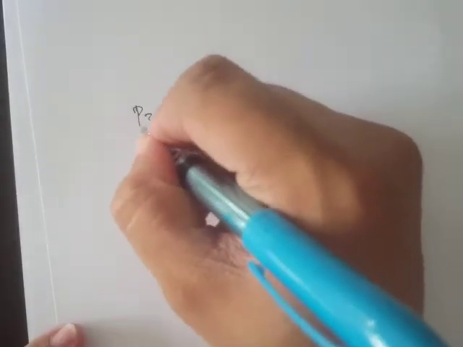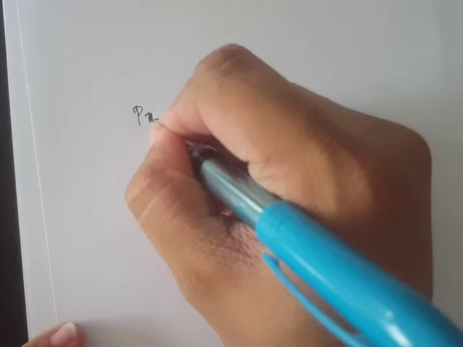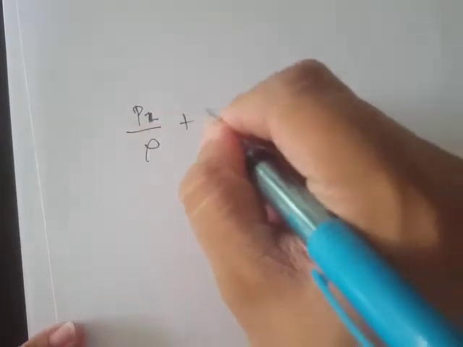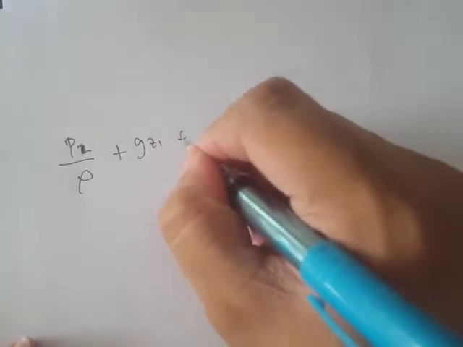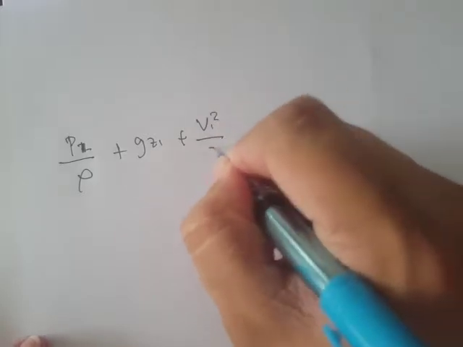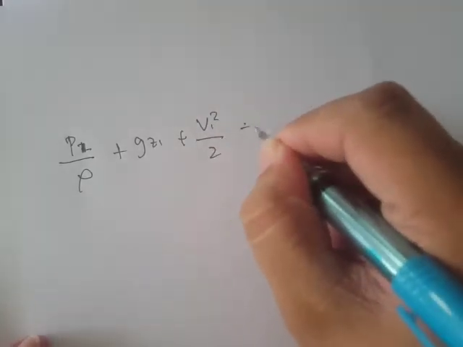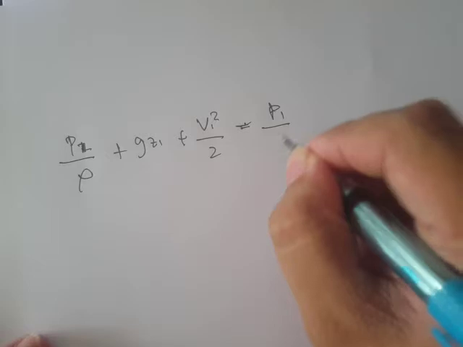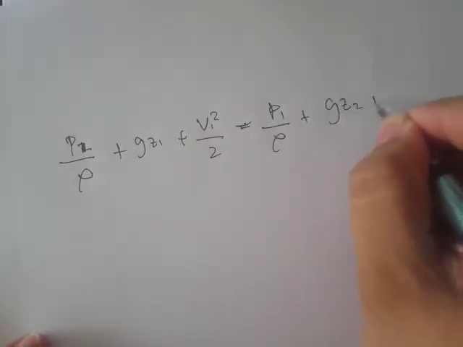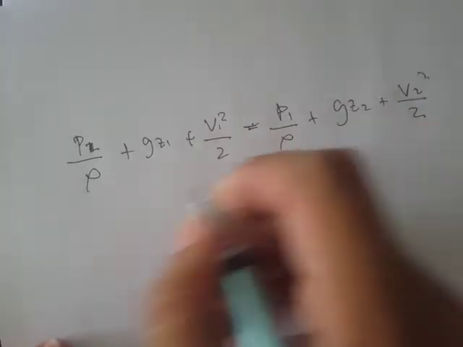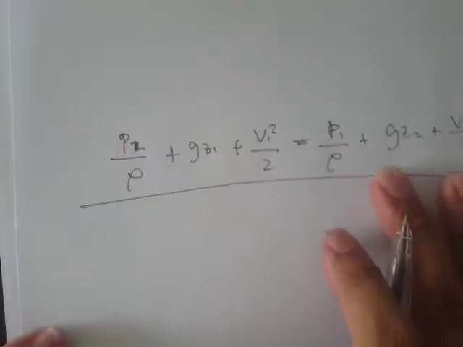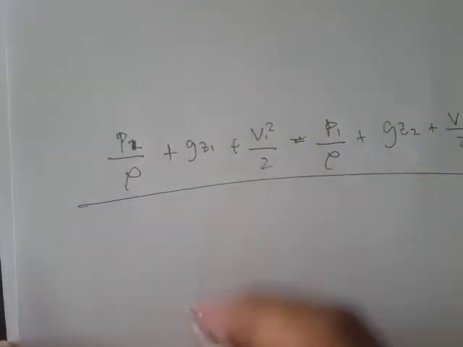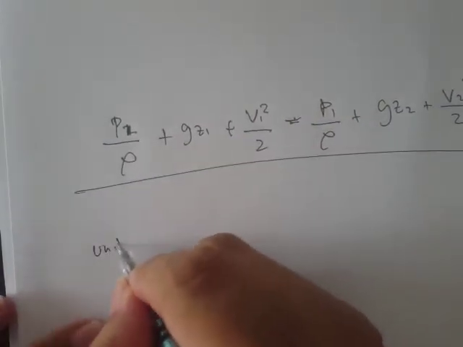Okay, so let's write it again here. So we have P sub 1 over rho plus G Z sub 1 plus V sub 1 squared all over 2 is equal to the pressure over rho plus G Z sub 2 plus V sub 2 squared all over 2. Okay, so what this means is that, let's check first the units.